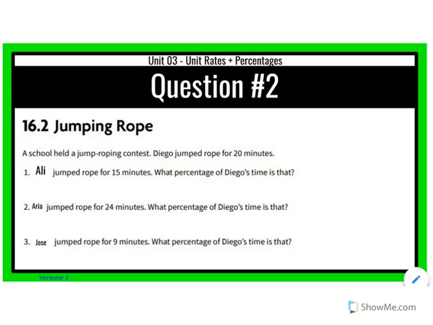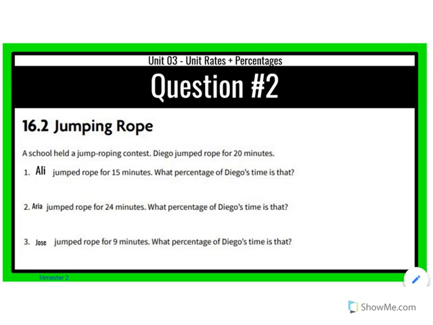Hey kiddos, let's take a look at question number 2. So in question number 2, it reads that there's a jump roping contest and Diego jumped the rope for 20 minutes. And we have 3 other students. They jump rope for a certain amount of minutes, and we need to figure out the percentage in comparison to Diego's. And so like we did the other day, we're going to have to either create a fraction or a decimal to be able to then convert that to a percent.